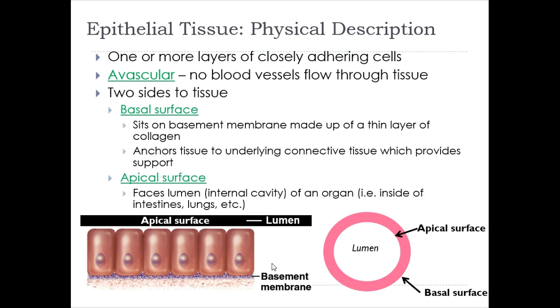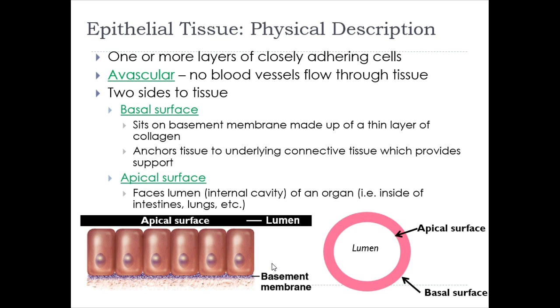So epithelial tissue, the physical description is one or more layers that closely adhere to each other. They're avascular. Vascular means that they're attached to blood vessels. Avascular means that there are no blood vessels that come and touch these cells. So they either have to get nutrients from neighboring cells or they're dead, one or the other.